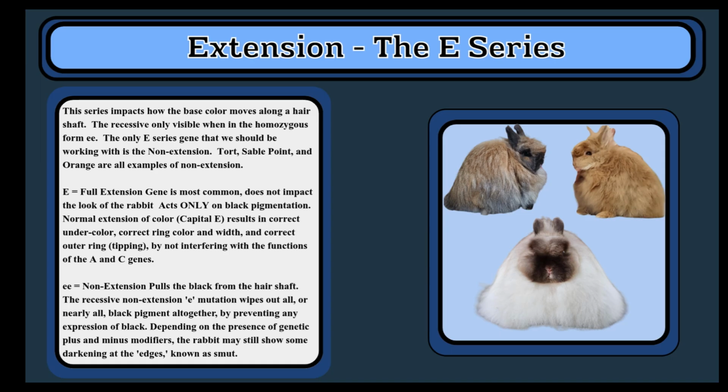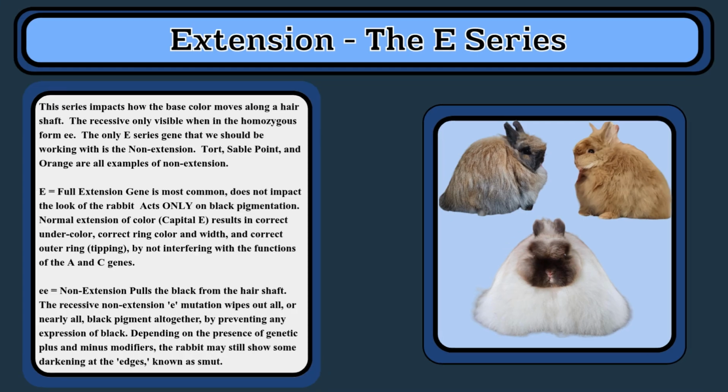This gene is most common, does not impact the look of the rabbit, and acts only on black pigmentation. Normal extension of color, capital E, results in correct undercolor, correct ring color and width, and correct outer ring tipping, by not interfering with the functions of the A and C genes. Lowercase ee equals non-extension. It pulls the black from the hair shaft.